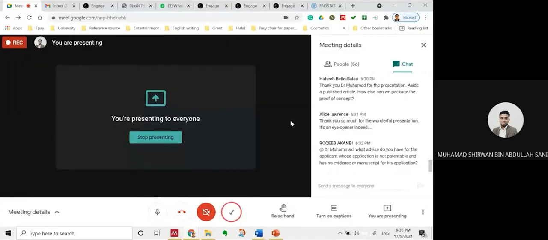And this one is focusing on proof of concept. My suggestion is to go for similar work that has the same or a similar idea, and then cite that.